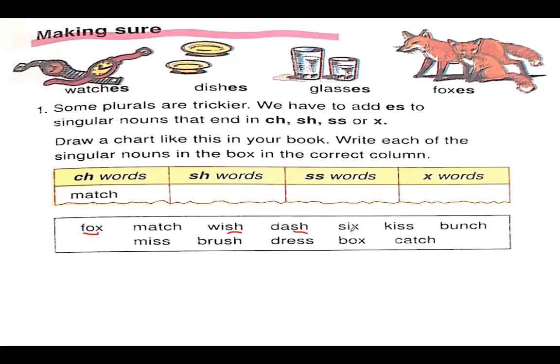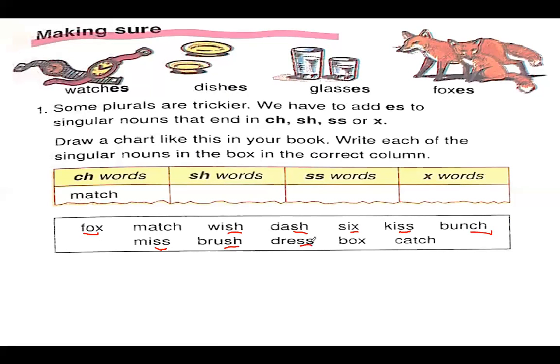Then we have 6. In which column we'll write 6? In the X words because it is having X in the end. Then we have the word kiss. Now here we'll write this word in double S words because it has double S in it. Then we have bunch. We'll write bunch in ch words because it is having ch sound in the end. Now we have miss. Again we have double S, so we'll write it in the column of double S words. Here we have brush. Brush is having the sound sh in the end, so we'll write it here in the sh words. Then we have dress.